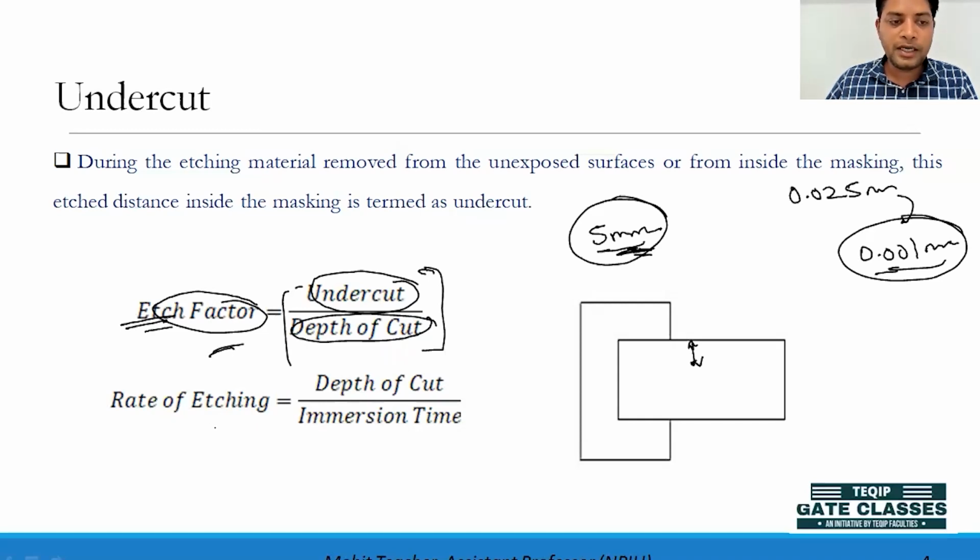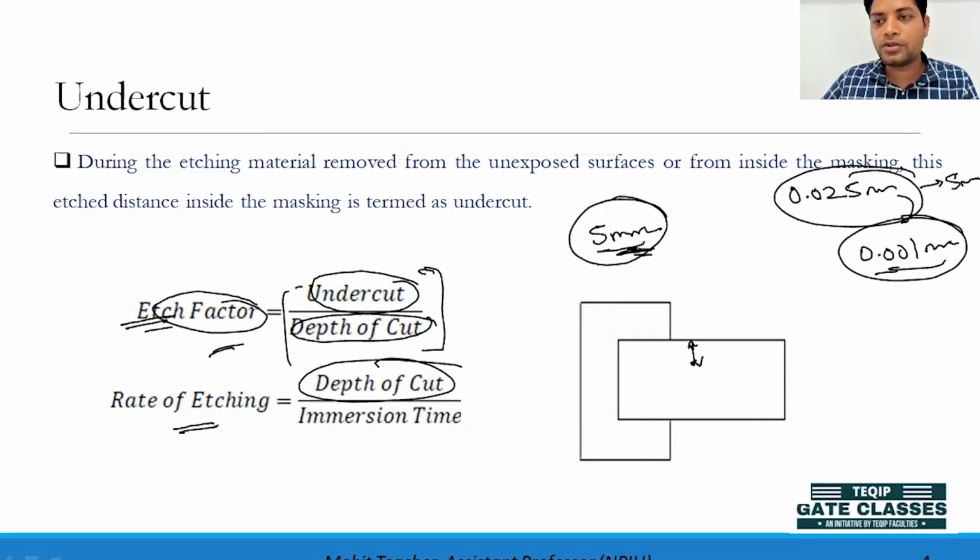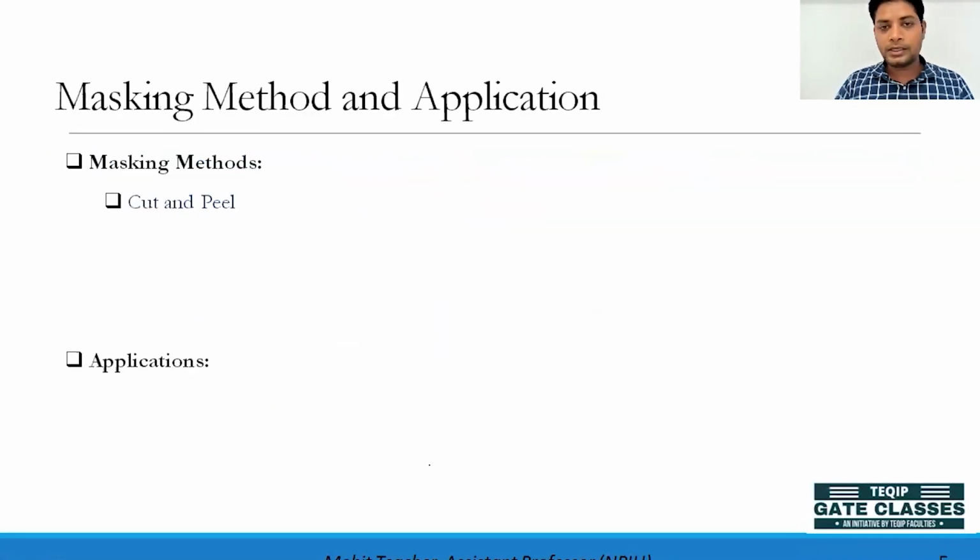Similarly there is the rate of etching, that is how much depth of cut we have to remove, for example 0.025 mm per 5 minutes, because it depends on the etchant agent. From that basically we can calculate the value, and that will be the rate of etching. Now the last slide is about the masking method and the application part.